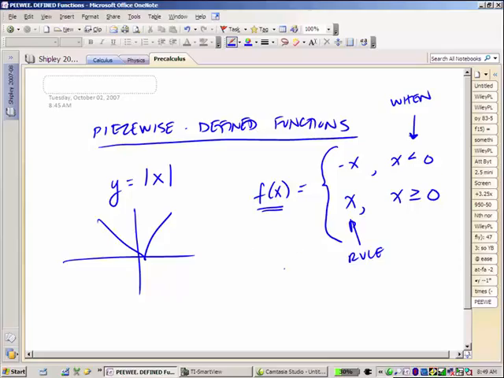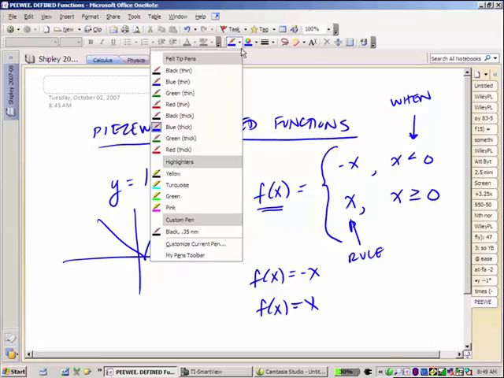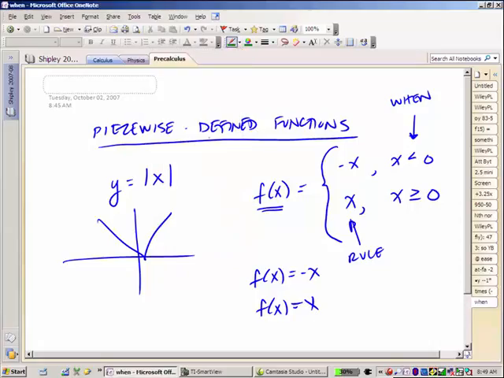And if you think about it, I think you know what the function f of x equals negative x is, and what f of x equals x is. Let's see, maybe I will try doing some colors here. f of x equals x is this part of the function. Does that look like a linear function? f of x equals x, slope 1, intercept 0.